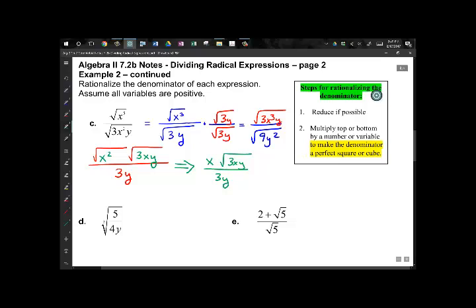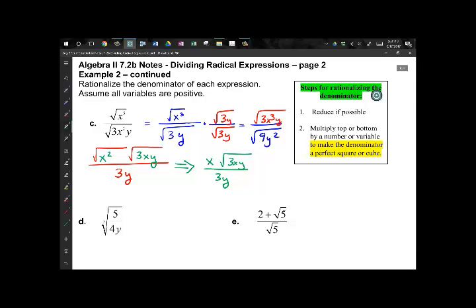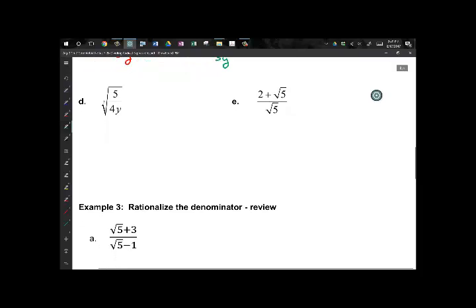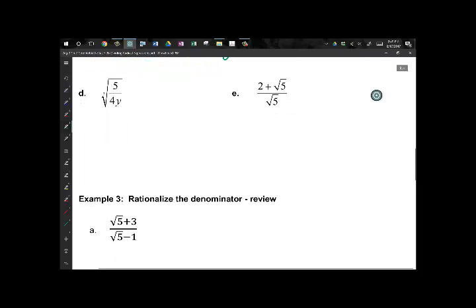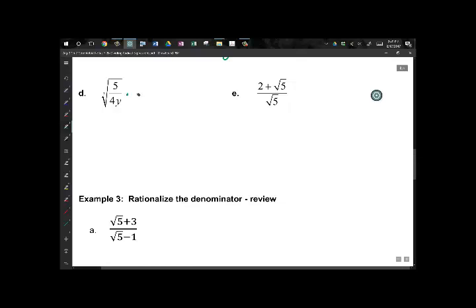So we have two things going on in this problem. We're rationalizing the denominator, and then we're simplifying the numerator after it's been rationalized. This is going to happen in some cases, but not all of them. Let's look at letter D. On letter D, we have a cube root, and this is the only example we have of a cube root. It's not really that different.